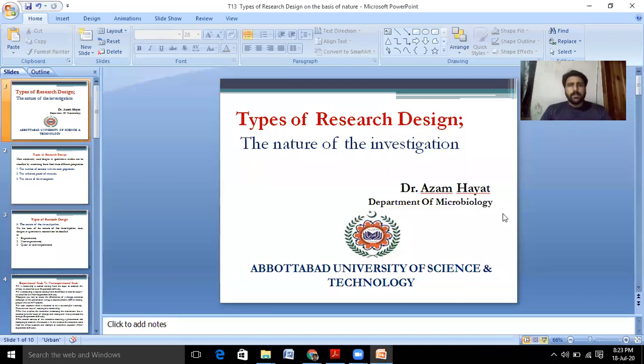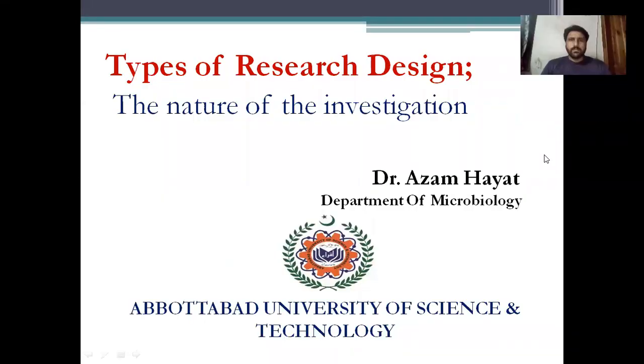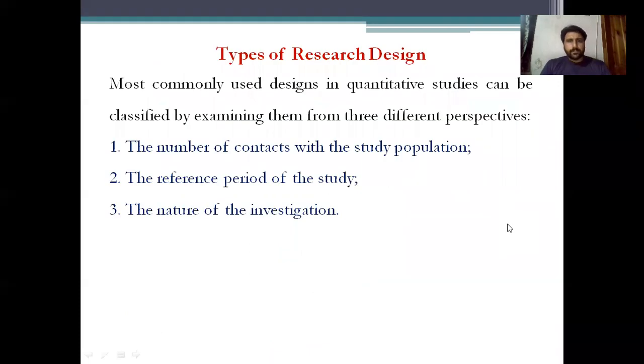Bismillahirrahmanirrahim. Topic of our today's talk is types of research design on the basis of nature of investigation. Now we already talked about the different research designs and their subtypes based upon the number of contacts with the study population, how often a contact is being made.